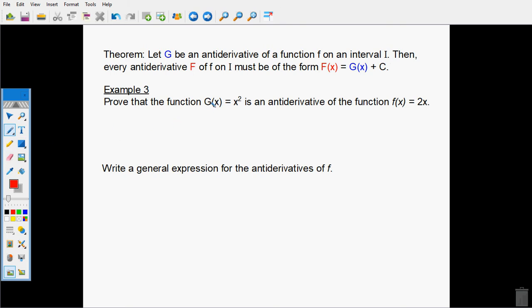So prove that the function g of x equals x squared is an antiderivative of the function f of x equals 2x. Sure, because g prime of x is going to be 2x.